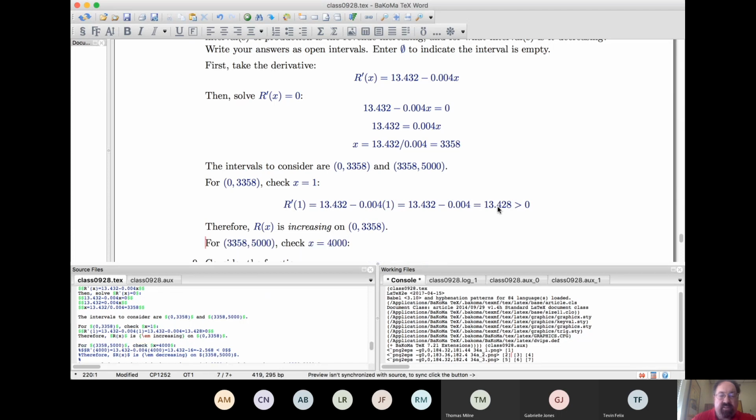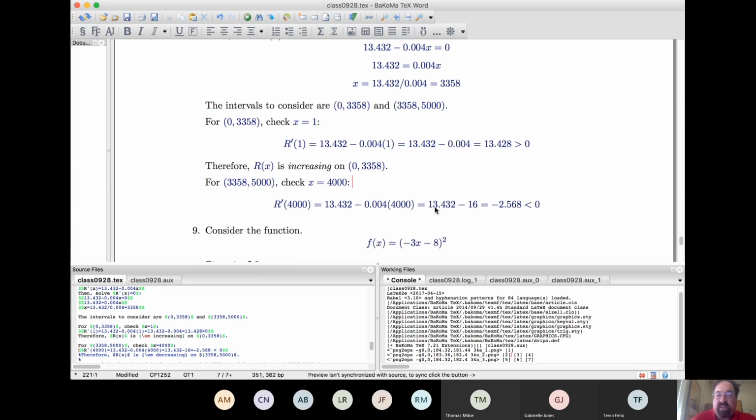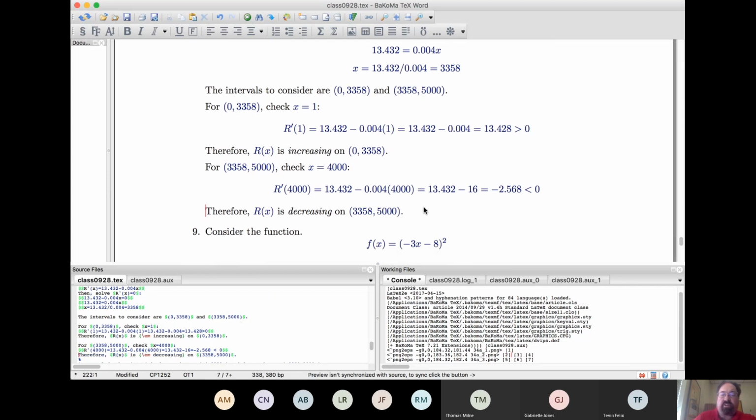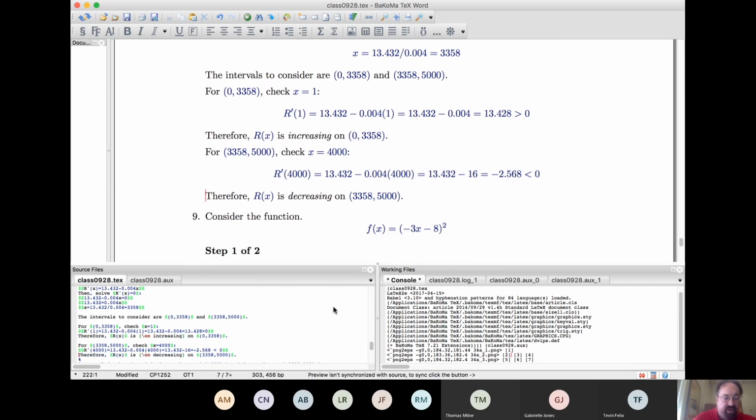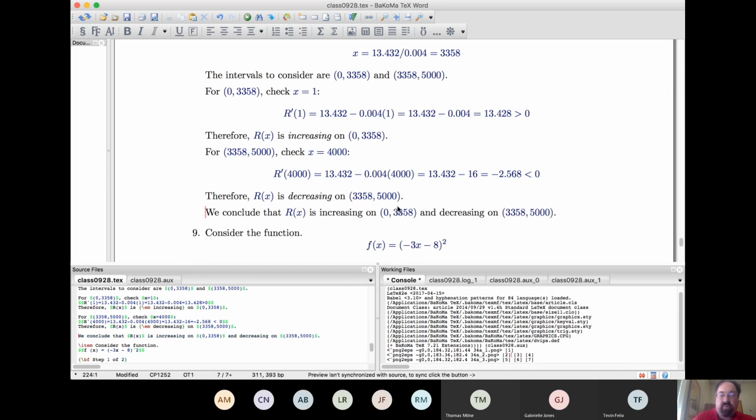And then the other interval from 3,358 to 5,000, I could pick any x in between. So I just choose a nice round number like 4,000 and substitute that in. And we get a negative result. So the function is decreasing on an interval. So that's what you enter for where it's increasing, where it's decreasing.